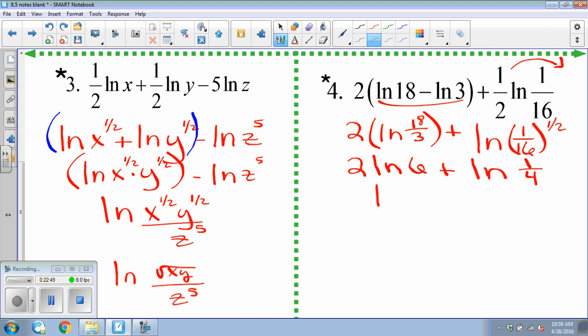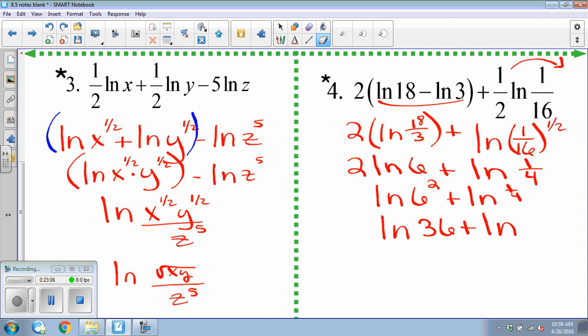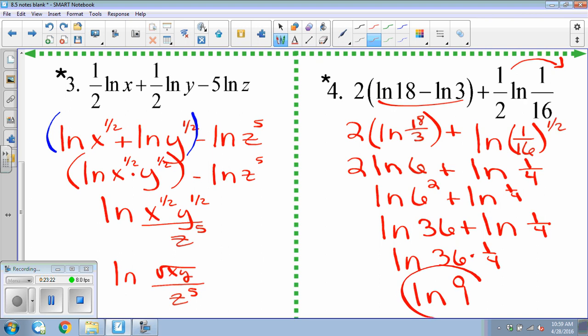Okay? So, now this is ln of 6 squared plus ln of 1/4. 6 squared is 36. So this is ln of 36 plus ln of 1/4. Addition condenses to multiplication. So that's ln of 36 times 1/4, which is ln of 9.